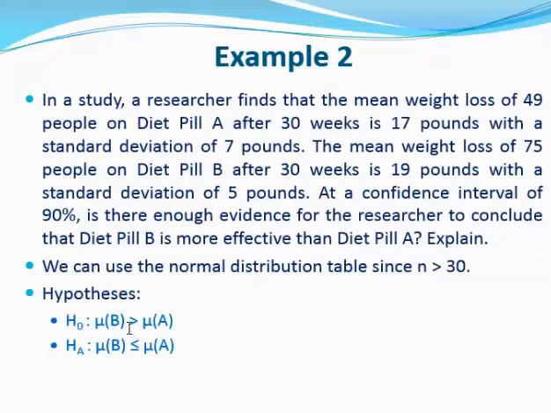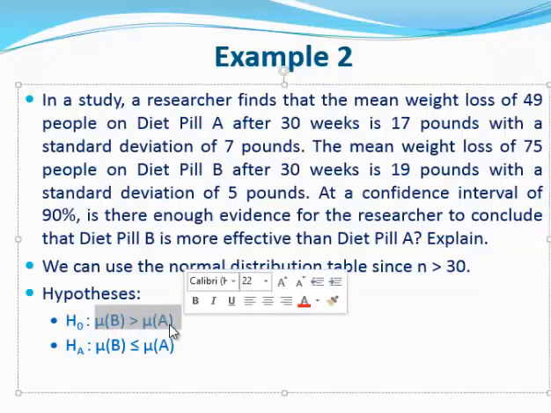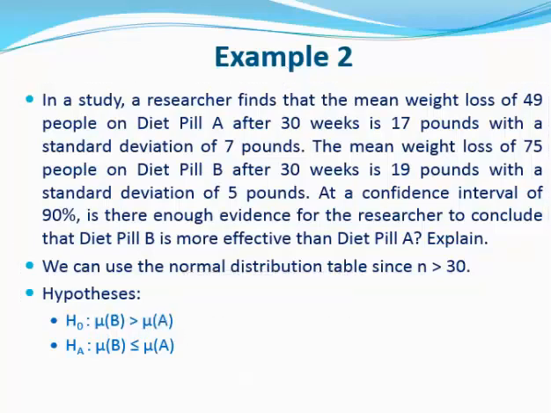So if we go back to our original hypotheses, our null hypothesis was that the mean of B is bigger than the mean of A, so we can accept that to a 90% confidence interval. And the alternative hypothesis, that pill B was less than or equal to as effective as pill A, we can reject that alternative hypothesis.